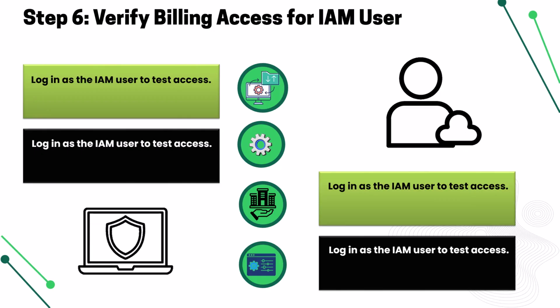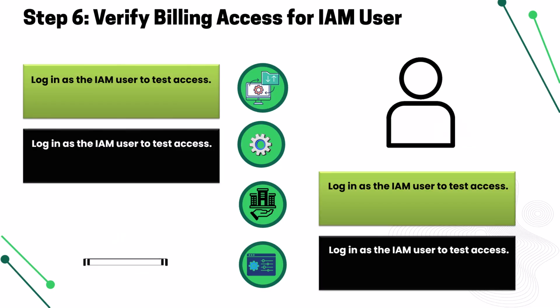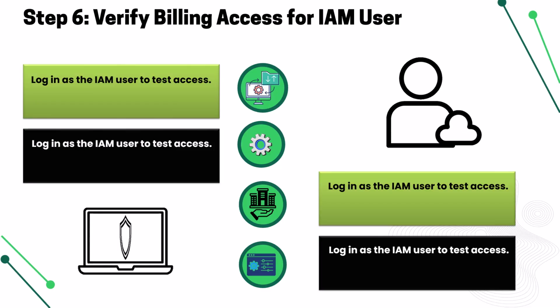Time to play detective. Log in as the IAM user and snoop around the billing console. Can you see the necessary details? If yes, congrats. If not, something's off. Go back and check those permissions. Make sure this user doesn't have access to places they shouldn't. We don't need surprises when the bill comes.